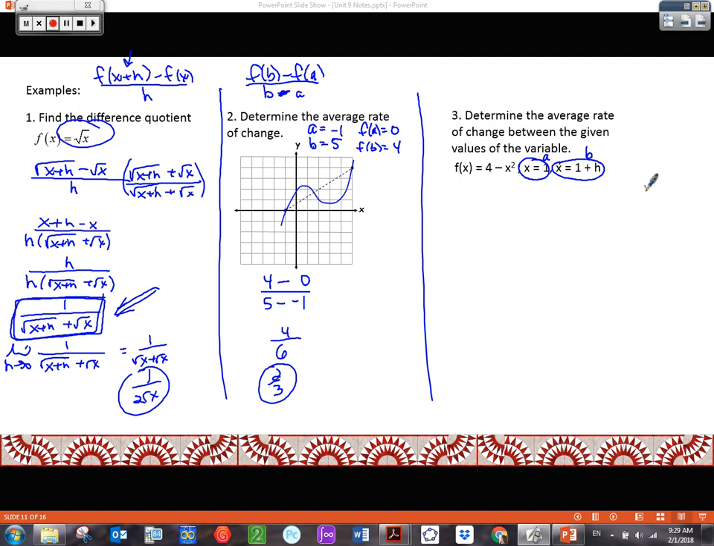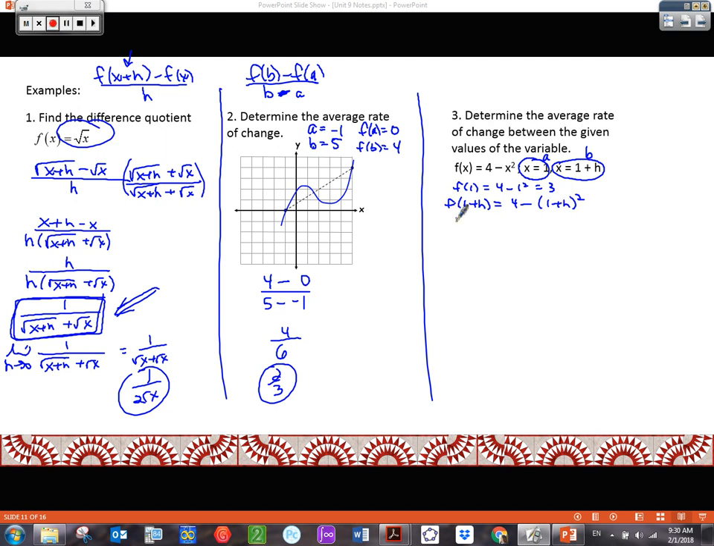So I do need to find f of a and f of b, so let's go through that. This is going to take a little bit of work, so we'll write it out like I did over here. Just kind of work it out. So f of 1, that's my a, would be 4 minus 1 squared, or 3. Okay, so that's my f of 1. Now f of 1 plus h is going to be 4 minus (1 plus h) squared. Okay, we okay with that so far? I'm just using the formula. Now I got some algebra to do, right? I need to FOIL and do some stuff like that.